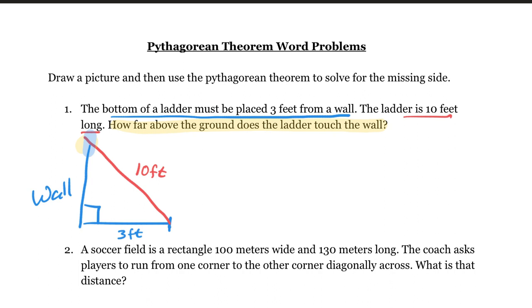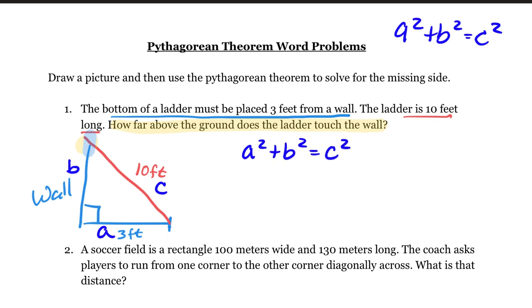We know the Pythagorean theorem is a squared plus b squared equals c squared. A and B are going to be the legs. So let's call A the short side, B the middle side, and then C is going to be the hypotenuse, right? So A, call that B, because we're assuming that's going to be a little bit bigger than 3 feet, and C. So again, a squared plus b squared equals c squared. Remember, C is always the hypotenuse.